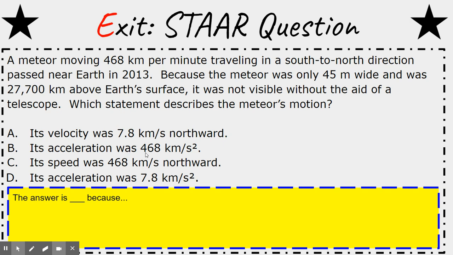Here it's giving us an answer choice of acceleration of 468 kilometers per second squared. Here it's not giving us acceleration, it's giving us the speed of the meteorite. Then it says its speed was 468 kilometers per second northward. No, because our answer up here is 468 kilometers per minute. Again, we had to change this number into seconds by taking 468 kilometers per minute and dividing it by 60 to get 7.8 kilometers per second.